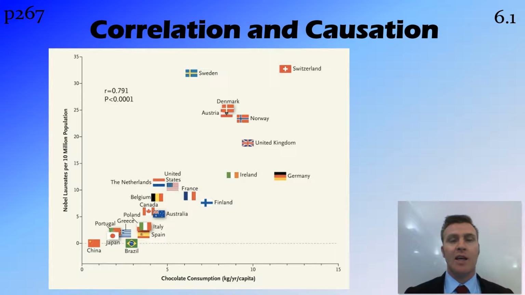Similarly, if you look here, you can see that there is a definite trend between the amount of chocolate consumption and the Nobel laureates per population. And you can see that the more chocolate that's eaten by a country, the more Nobel laureates it produces. Again, cool little correlation, but not causation.